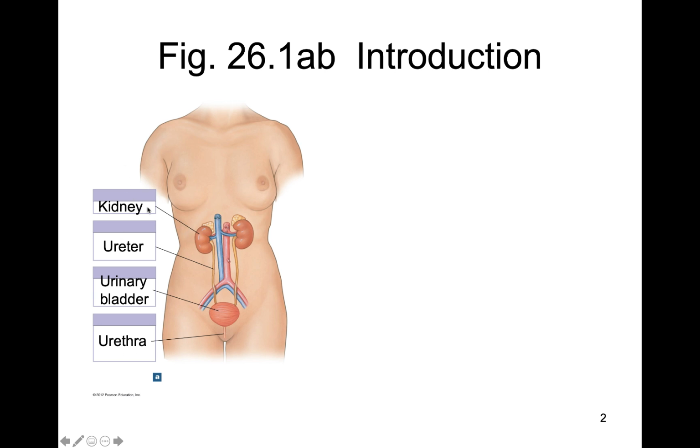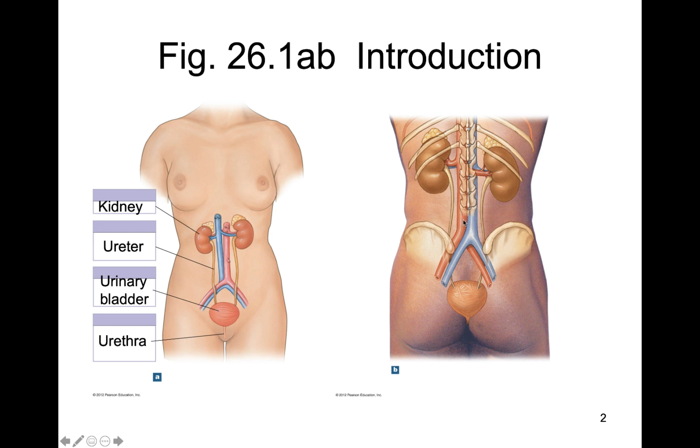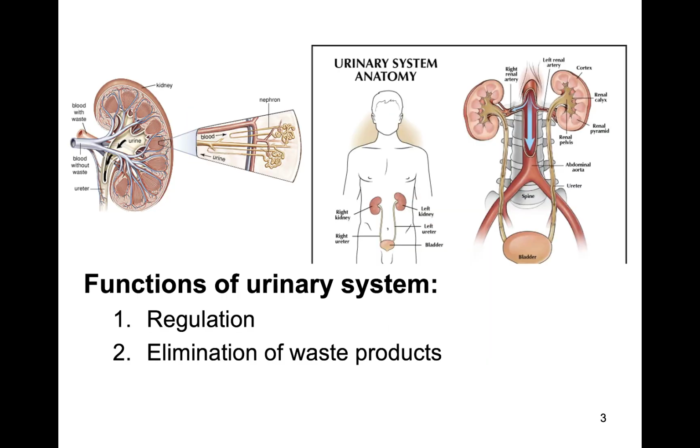But I want you to know that your right kidney sits lower down than the left one, and the reason for that is because of the liver. You have a really big organ, which is the liver right here, and it's going to cause the right kidney to be lower down. And the location for the kidneys is from T12 to L3, so lumbar 3. So you can see here that your right kidney is lower than the left one.